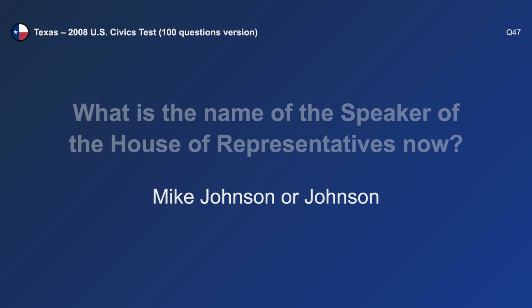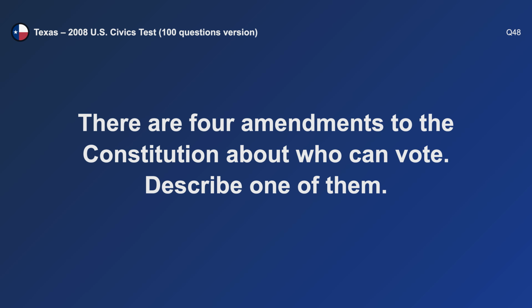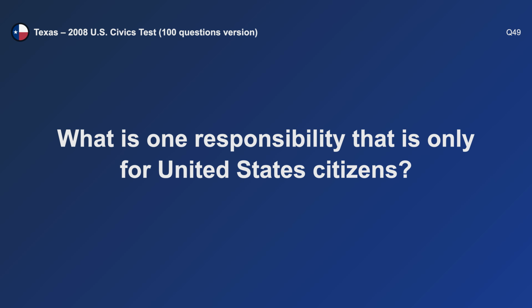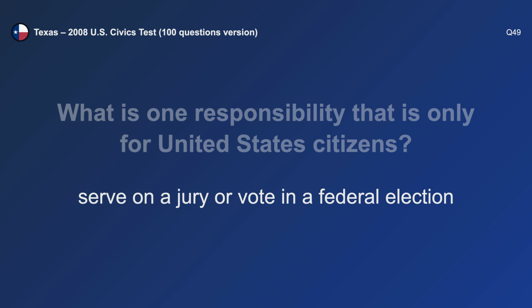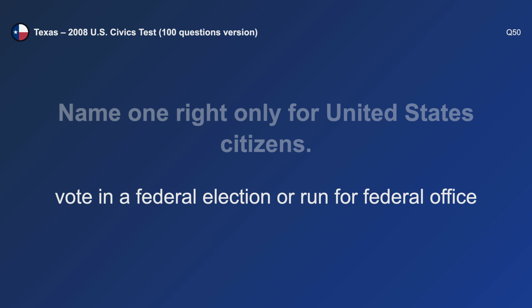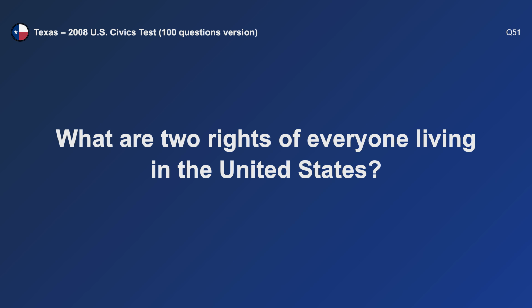What is the name of the Speaker of the House of Representatives now? Mike Johnson. There are 4 amendments to the Constitution about who can vote. Describe one of them. Any citizen can vote. What is one responsibility that is only for United States citizens? Vote in a federal election. Name one right only for United States citizens. Vote in a federal election. What are 2 rights of everyone living in the United States?